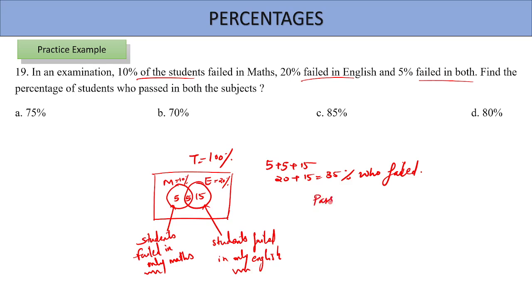Then how many passed? If in a class there are a total of 100% students, and of those who failed is 35%, the number of students who passed will be 100 minus 35, which is 65%. So there are 65% of the students who passed. In 100 minus, this is 10 plus 15. I'm making silly errors today. This is 25, this is 25, and this will be 75. Option A.